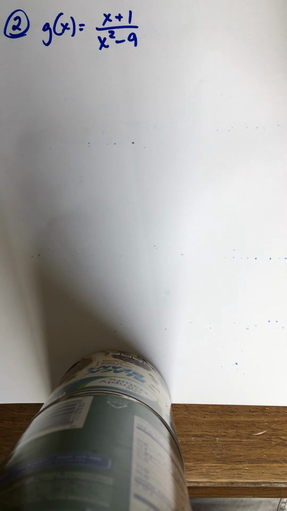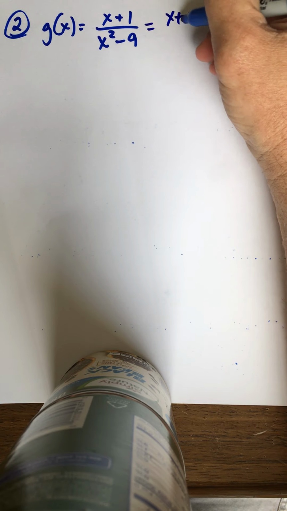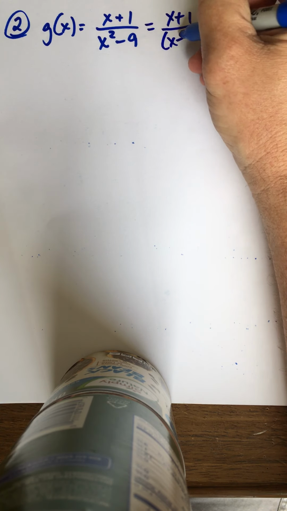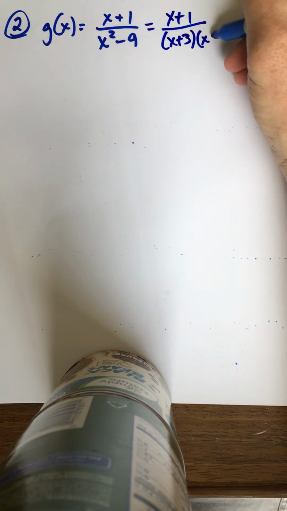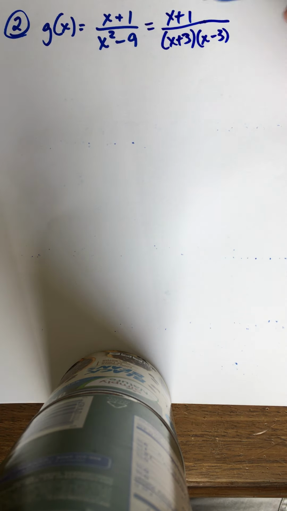All right, so here's example number 2. The first thing we always do is factor the top and the bottom. The top is already factored. The bottom is a difference of squares, very easy to factor. It's x plus 3 and x minus 3. So now I'm going to be able to answer all those questions using one of those two forms.